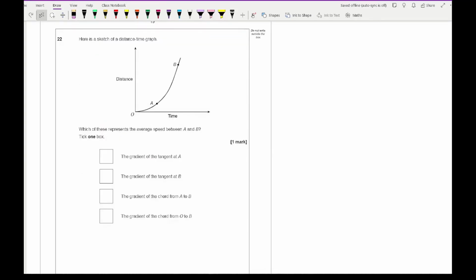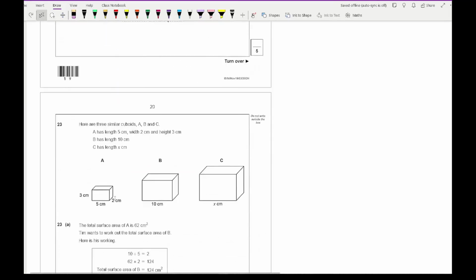Now for question 22, it says here is a sketch of a distance time graph, and the question asks which of these represents the average speed between A and B. So this one is going to be the gradient of the chord from A to B. So it's going to be this third option here. Because obviously if we want to work out the average speed, we need to work out the gradient of the line that connects A to B. Even though it's a curve, it would be that.